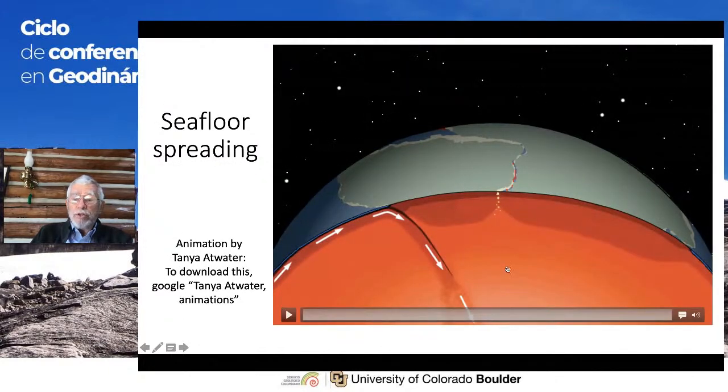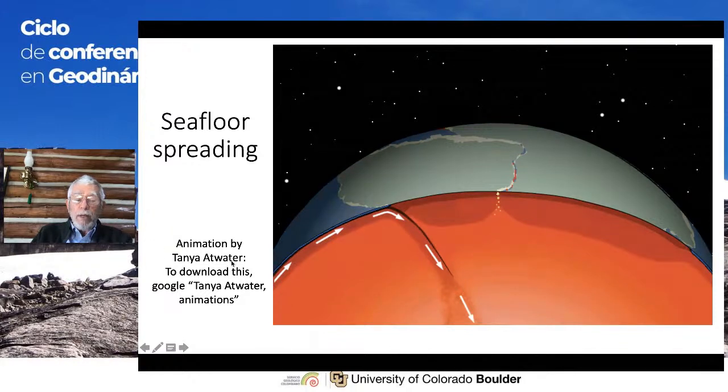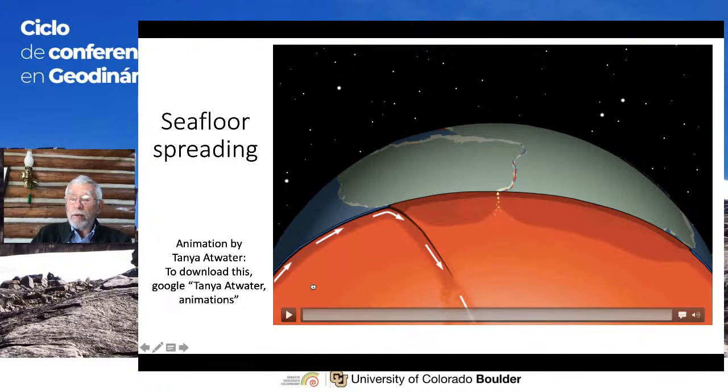So just to remind you of seafloor spreading, I'm going to show an animation made by Tanya Atwater. She has many wonderful animations, and if you want these, just Google Tanya Atwater animations. You'll find her, and you can download these, both for a Mac and for a PC. They're separate, but you can get either of them.